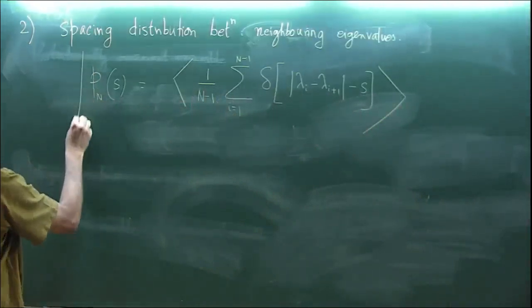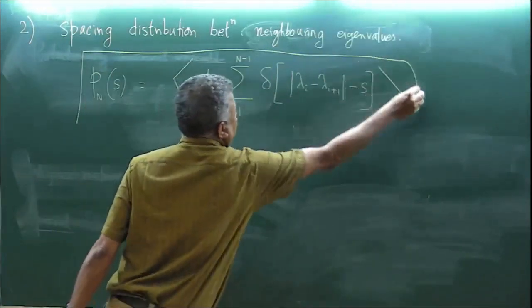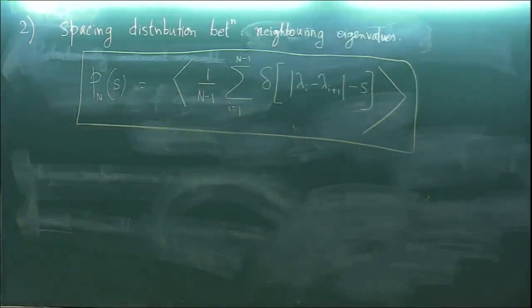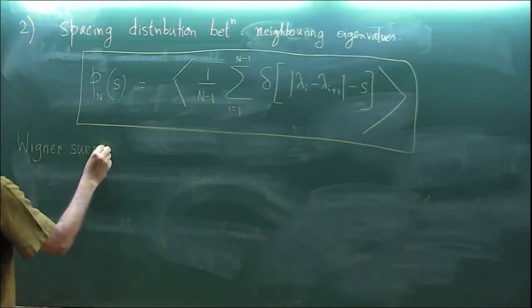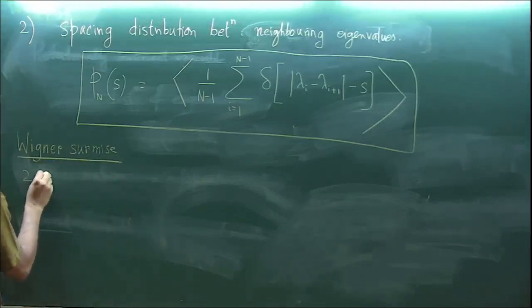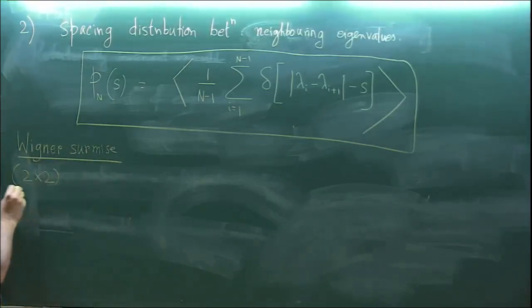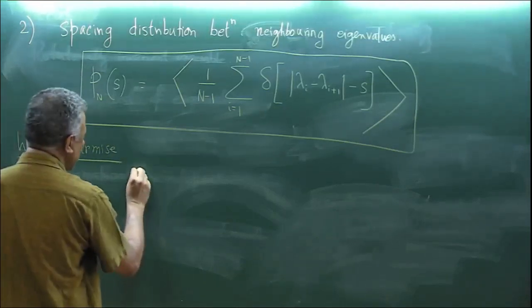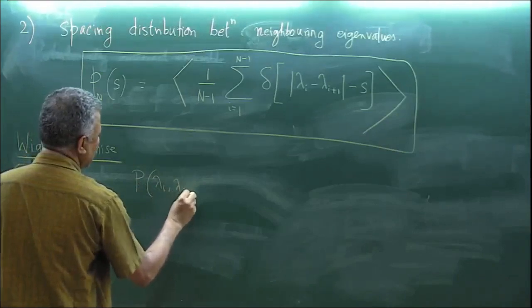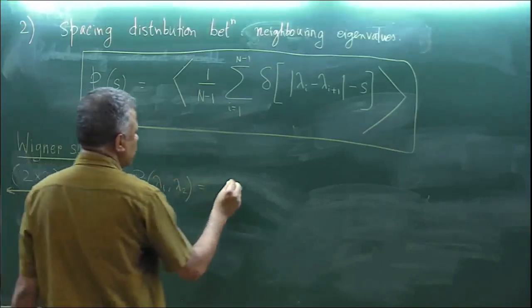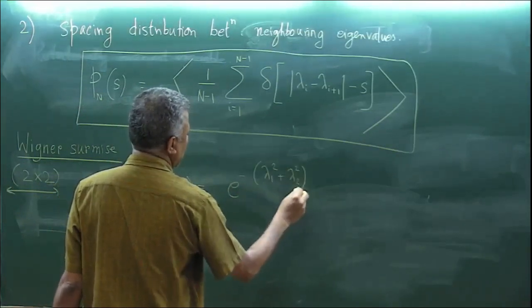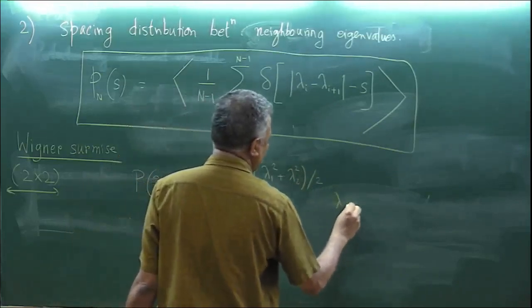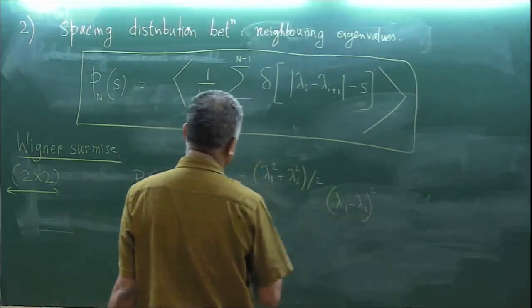This is the object Wigner first wanted to calculate historically, and he just computed it for a 2x2 matrix. This is the Wigner surmise. Wigner said, I couldn't calculate it for n by n, it's too hard for me, so we just look at the 2x2 case. So let's say beta equal to 2. What you have is e to the power minus (lambda 1 squared plus lambda 2 squared) by 2, and then you have (lambda 1 minus lambda 2) squared. This is the joint distribution, up to some normalization.